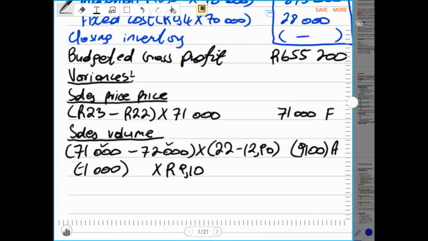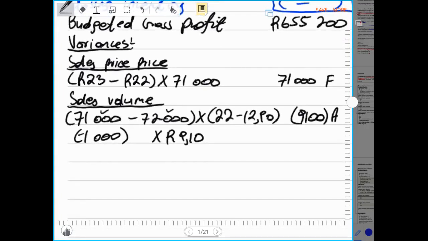So now another variance that you would have to take into account will be the variance that we call sales mix variance.